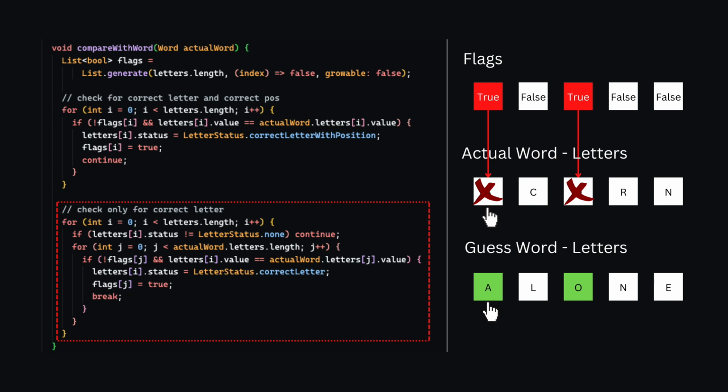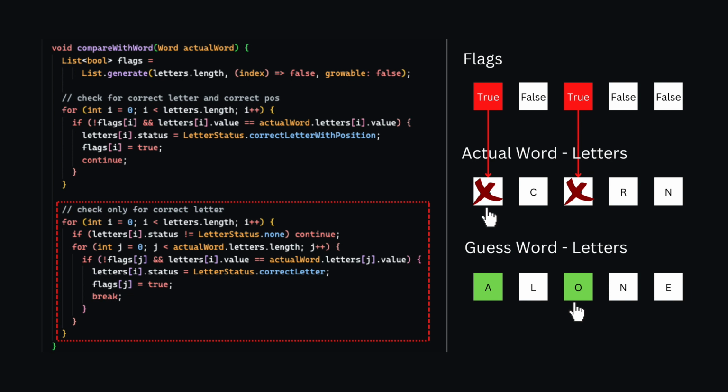Let's start with the letter A from the guess word. Since the status of the A is not none, it will just move on to the next letter. Since the flag of index 0, which is associated with the letter A from the actual word, is true, we will not check it. Next, it will compare with the C. It doesn't match. Then, it will move on with the O. Since the flag is true, it will move on to the next letter. The L doesn't match with the R, then it will move to the N. L doesn't match with the N.